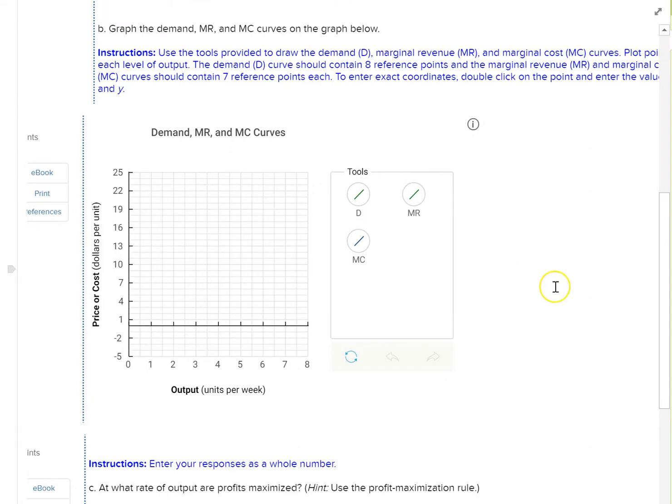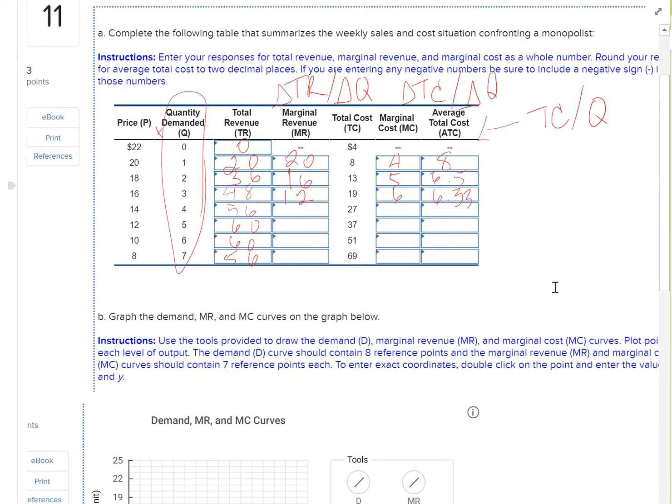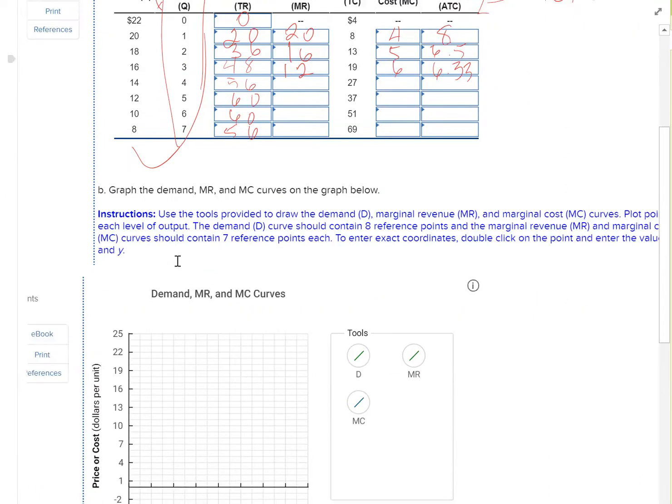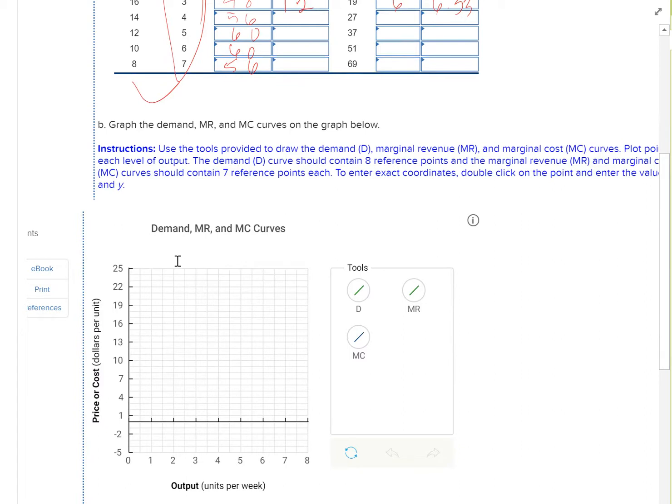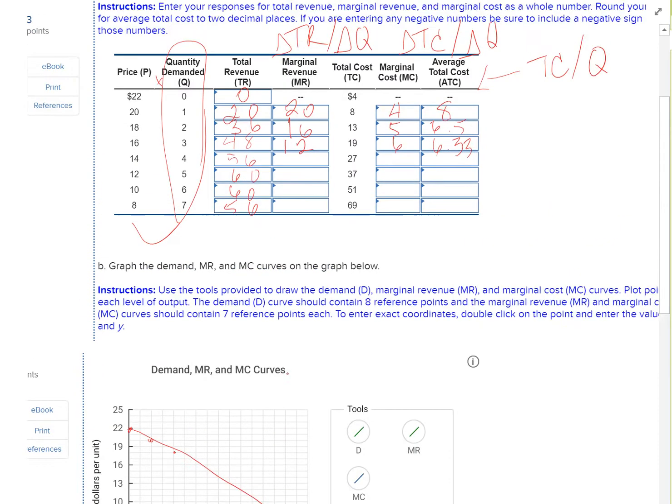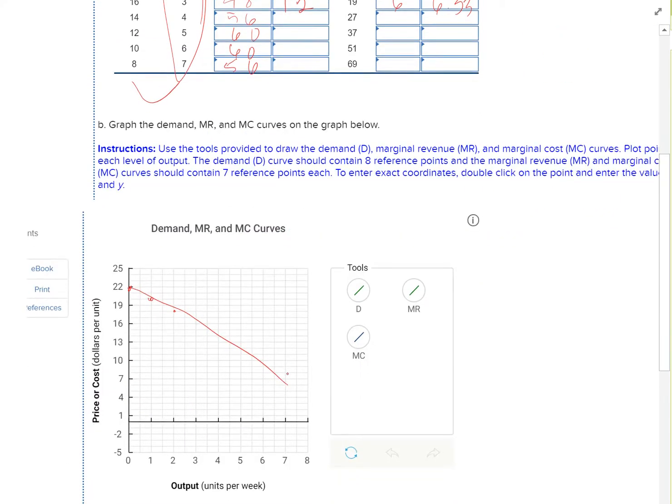So your demand curve is going to be price and quantity. So you'll graph that here, and I'm going to kind of estimate this. So let's see, I've got 22 and 0. I've got 20 and 1. And I'm estimating here 18 and 2. About there. So on and so forth. So I'm going to have my demand curve slope down. I'm sketching it here. Then I'm asked to put my marginal revenue curve in.